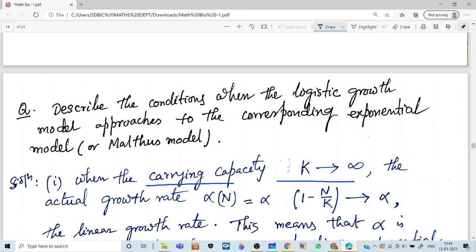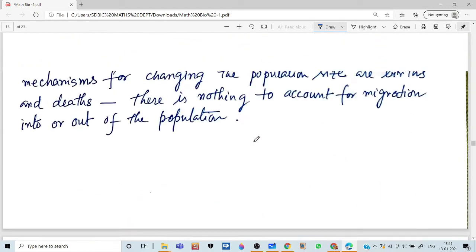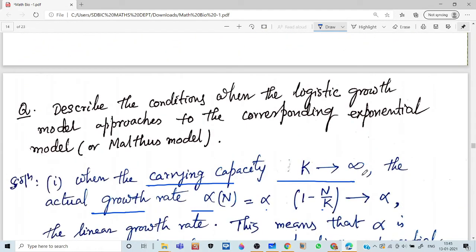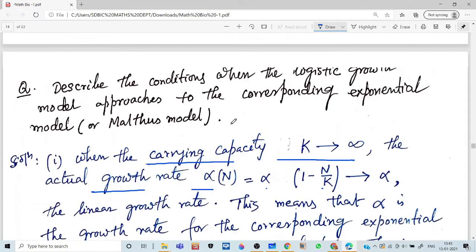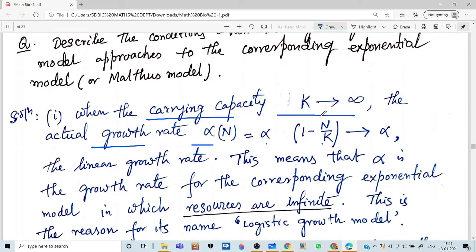The actual growth rate alpha n is equal to alpha into 1 minus n by k. So when k tends to infinity, n by k tends to 0, so this tends to alpha. Alpha is the constant linear growth rate, and it is used in the exponential Malthus model. When the carrying capacity, the maximum possible population, goes to infinity, there is no upper limit. Then the logistic growth model tends to the Malthus exponential model.